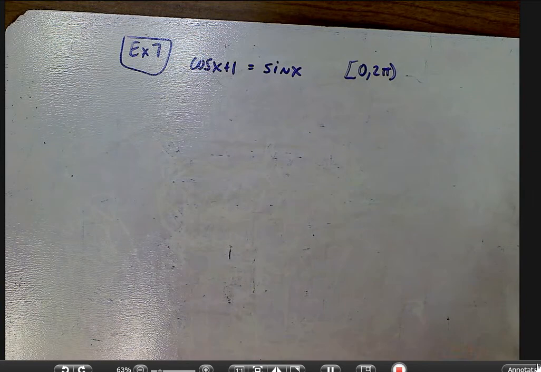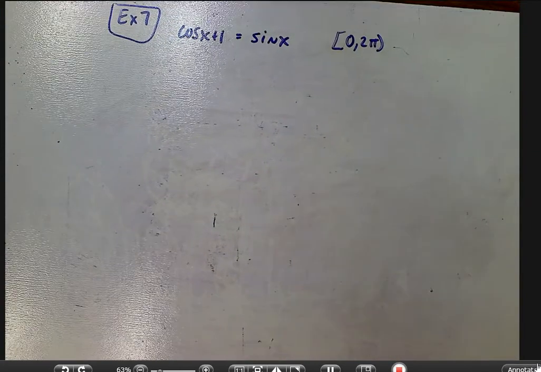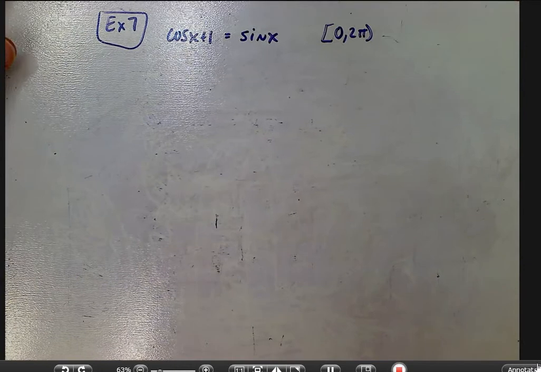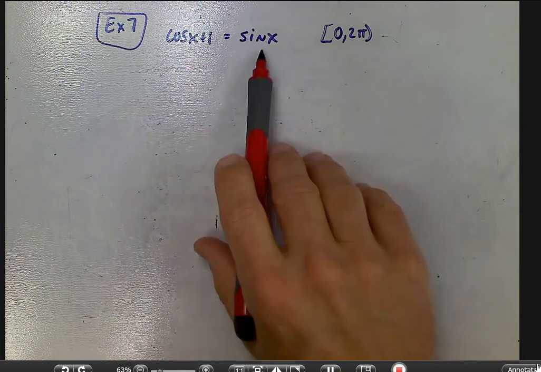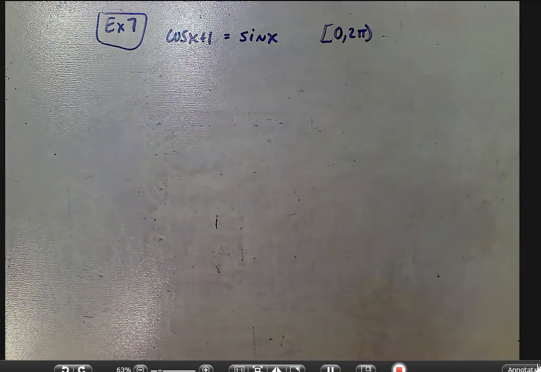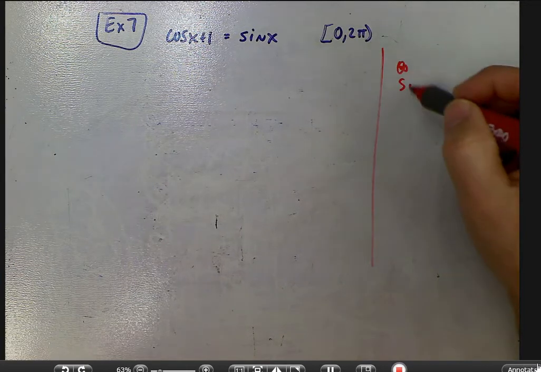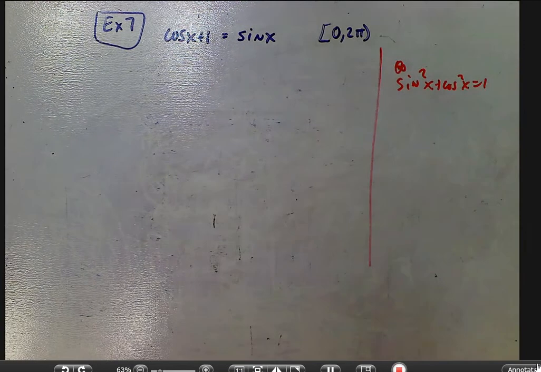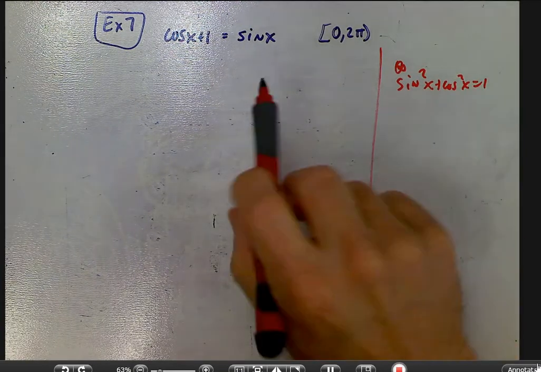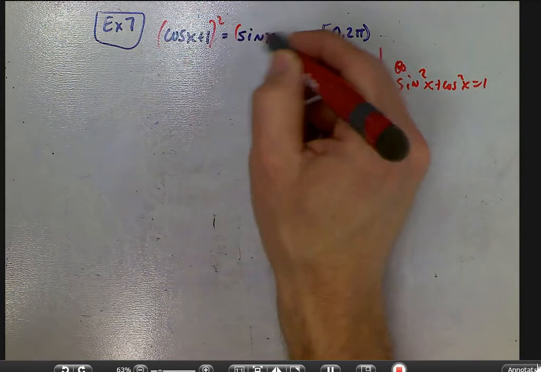Example 7 tells us to solve this equation over the interval 0 to 2 pi. So we know that we're just going to look for a few answers. Again, I have cosine and sine, and I want to be able to translate that into either sine or cosine. And I know that sine squared of x plus cosine squared of x equals 1. But I don't have any squareds here. So what do I do? Well, I'm going to square both sides of the equation so I can have some squareds.